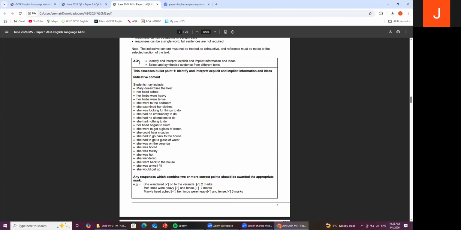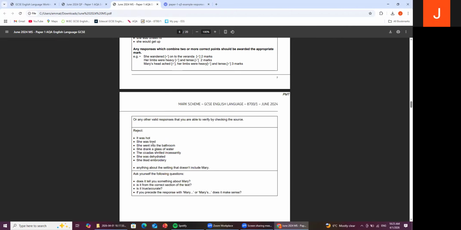It's AO1, Assessment Objective 1: identify and interpret explicit and implicit information and ideas, and select and synthesise evidence from different texts. So we won't be too concerned with the latter half. It's the first half there: interpret explicit, what is obvious, implicit, what we have to read between the lines.